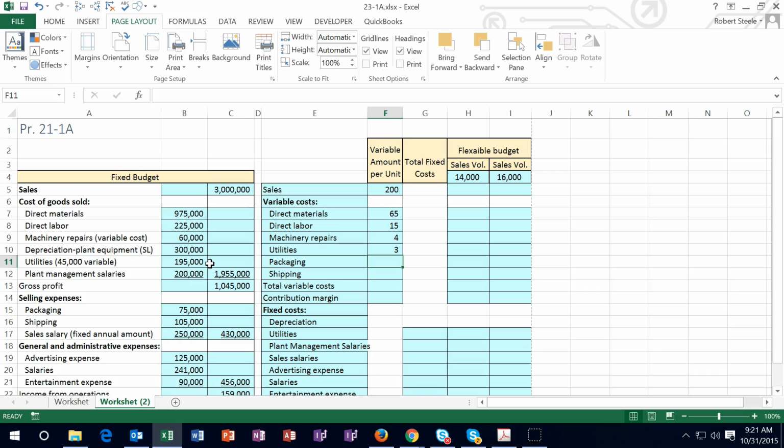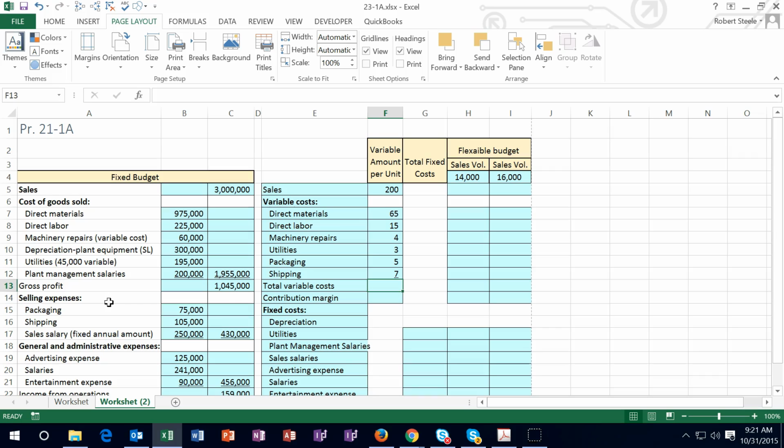On the packaging side, now note where packaging is. It's down here in the selling expenses. So even though it's in the selling expenses, it varies with the level of production, and therefore we're going to take that divided by the 15,000 units, because it changes. And then we're going to do the same for the shipping, because it's a variable cost apparently. So we're going to take that 105 divided by 15,000, and those are our variable costs.